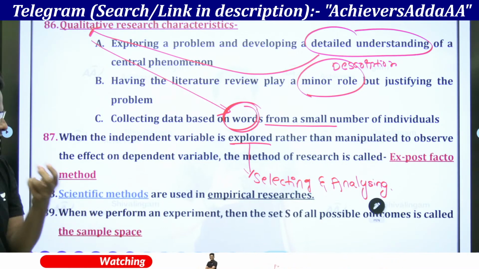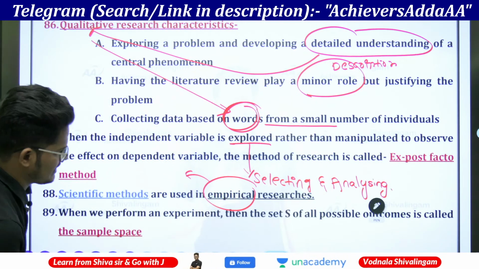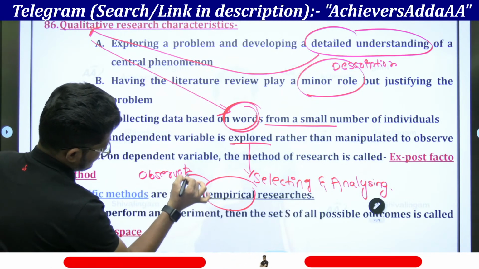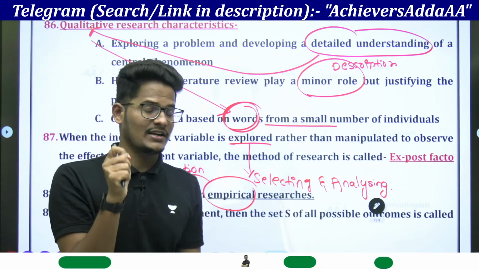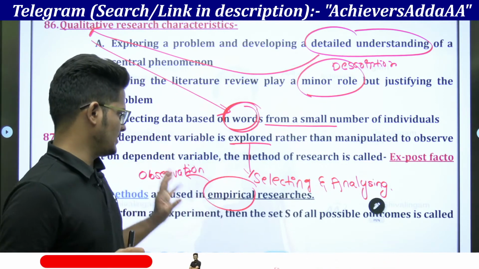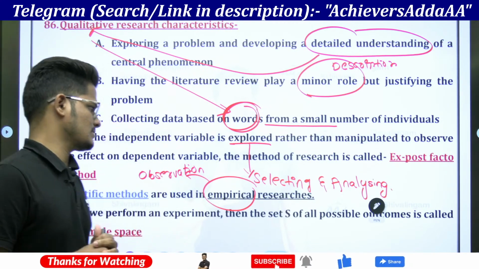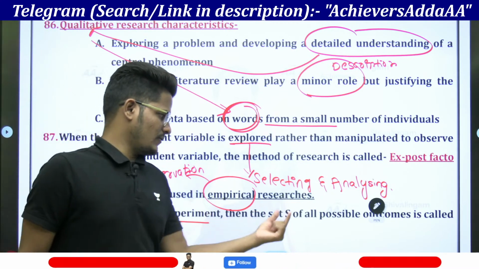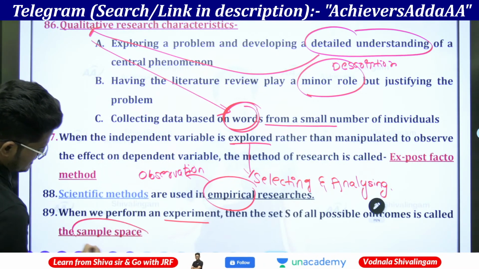Next, scientific methods are used in empirical research. Empirical means a single reality which is observation based. Empiricism and rationalism are the two components of epistemology. And ontology, axiomatic research, all those are part of scientific methods only, which indicate positivism in the research approach. When we perform an experiment, the set of all possible outcomes is called a sample space.